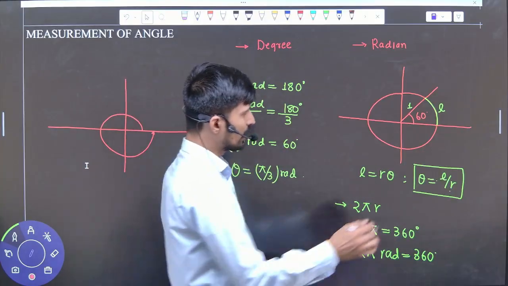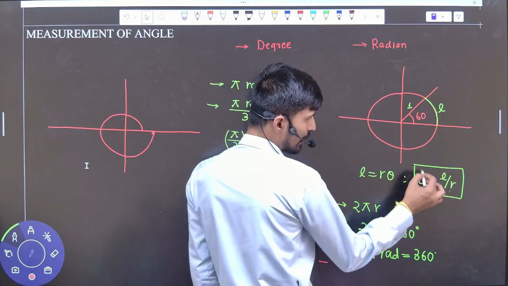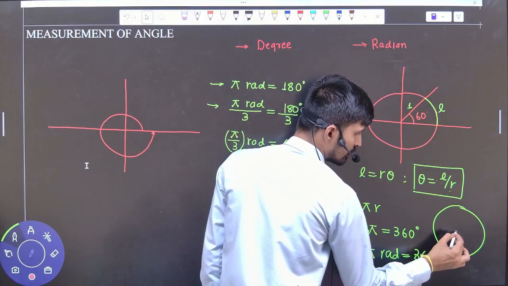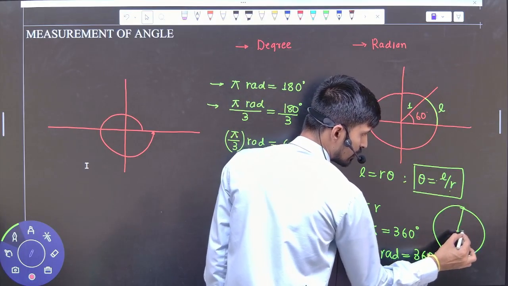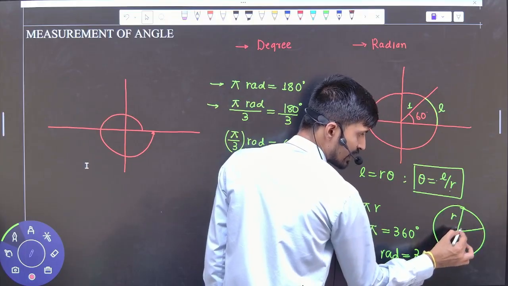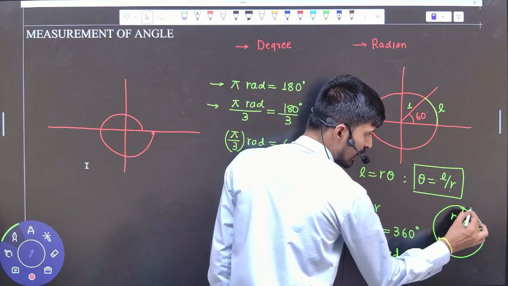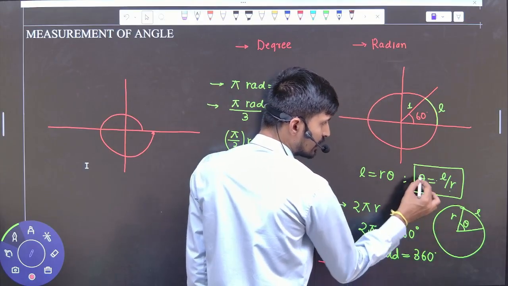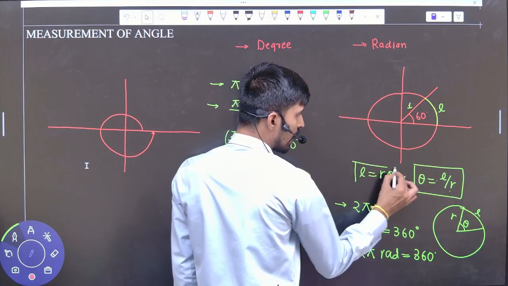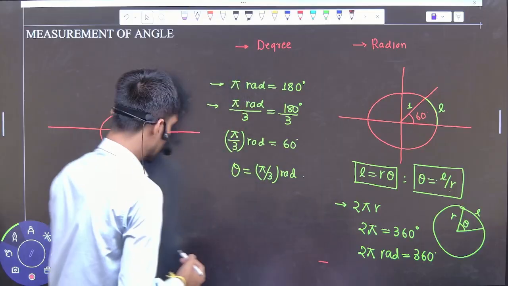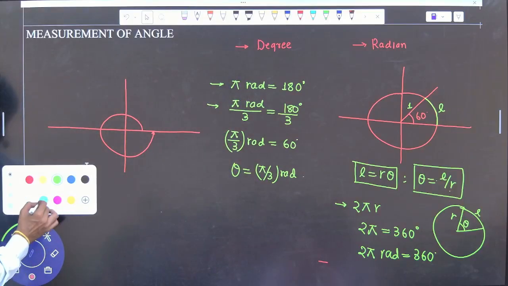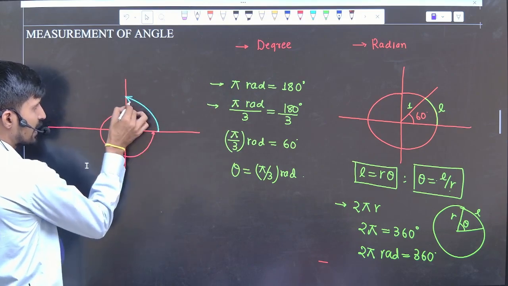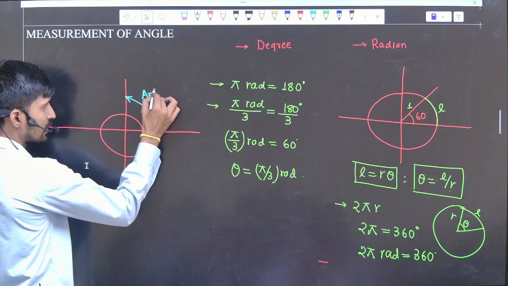Okay. And one more relation you have to remember. In a circle, let's say this is our radius r, this angle is theta, and this length is L. So what is the relation between all three? L is equal to r theta. Next. See, when we measure angle in this direction, that direction we say anti-clockwise.